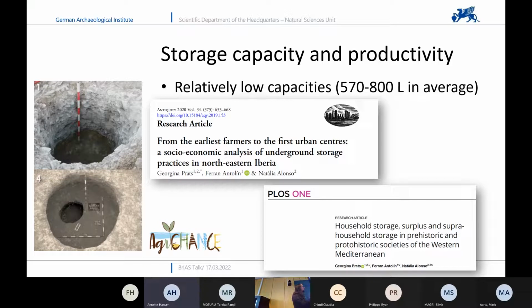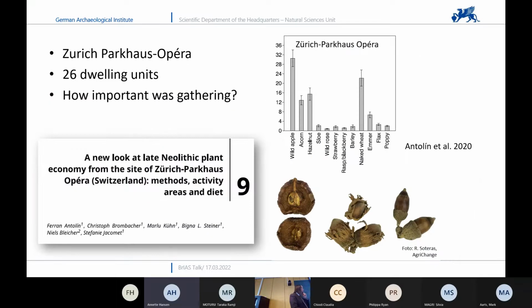And yes, so that's one thing we are keeping in mind, whether it is possible that in the Neolithic farmers are not producing 100% of their diet. In relation to this, we've studied some sites with waterlogged preservation, such as Zurich Parkhaus Opera, which Fritz mentioned before.